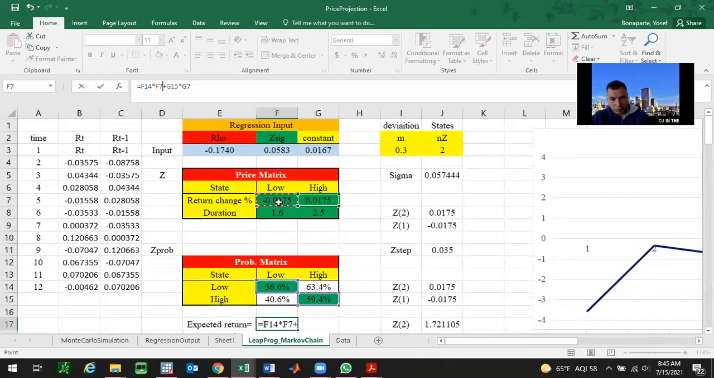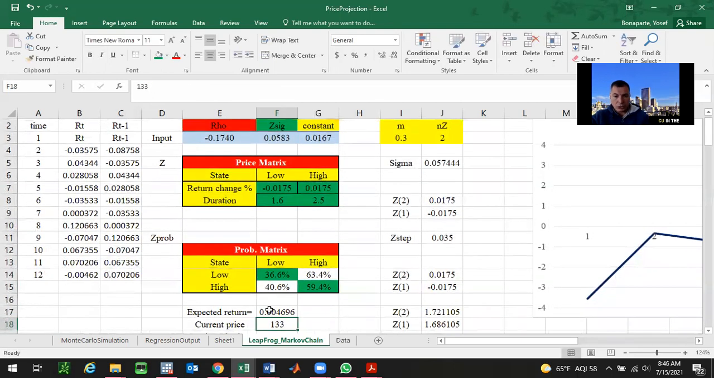And that's a return for low. Plus, there's a chance I'm going from low to high. From low to high, this is multiplied by the return G7, the return for high. Enter. Now, if you are in the high, then your formula is different.